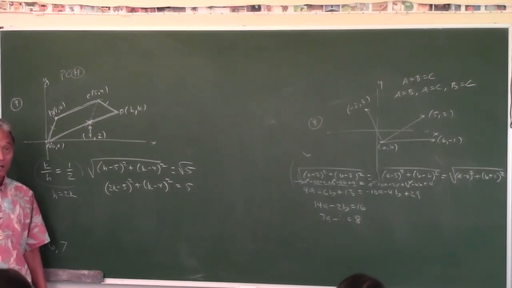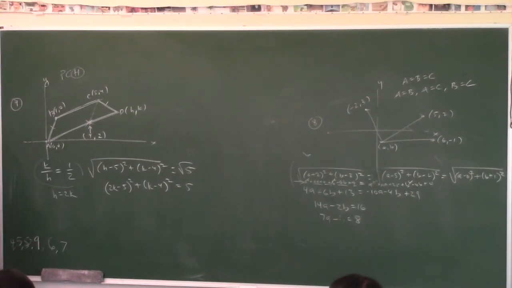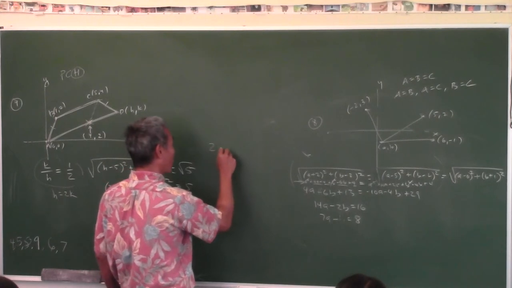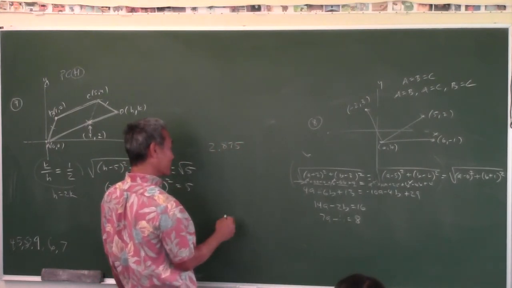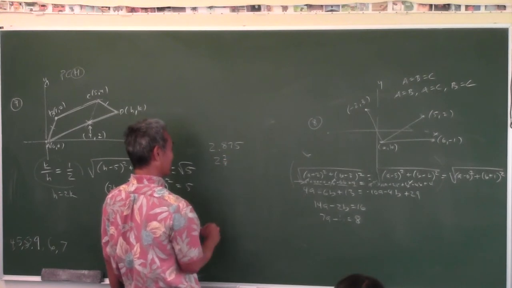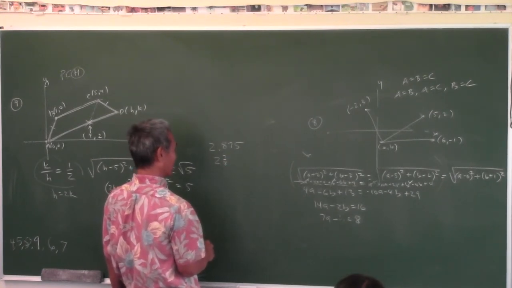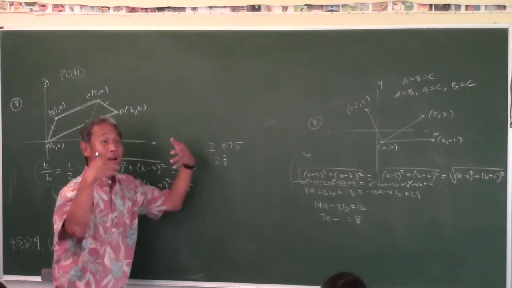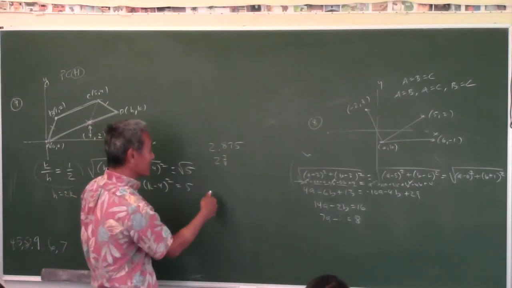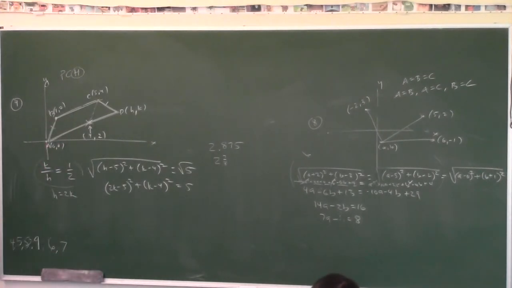Question. Do you care for integers or decimals or fractions? No. But since you're doing it on a calculator, probably fractions are better, right? Because you don't want to work with decimals if you're working by hand. Would you rather work with the decimal 2.875, or would you rather work with 2 and 7 eighths? What if you got to multiply it times something? Without a calculator, you want to work with fractions. But it's up to you.